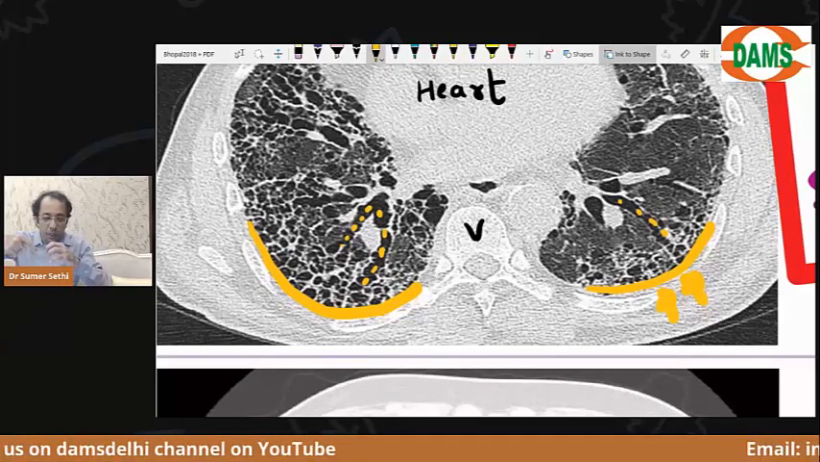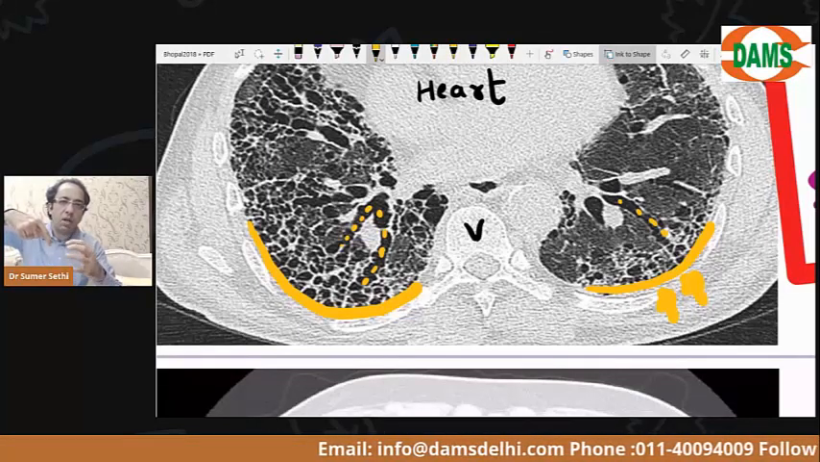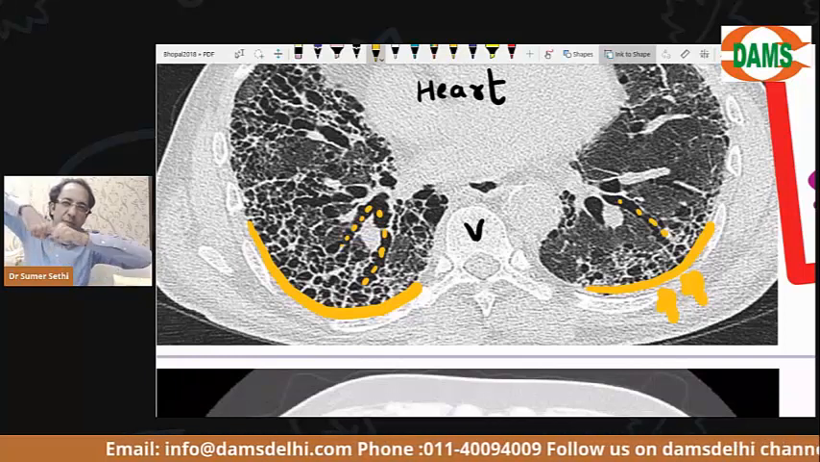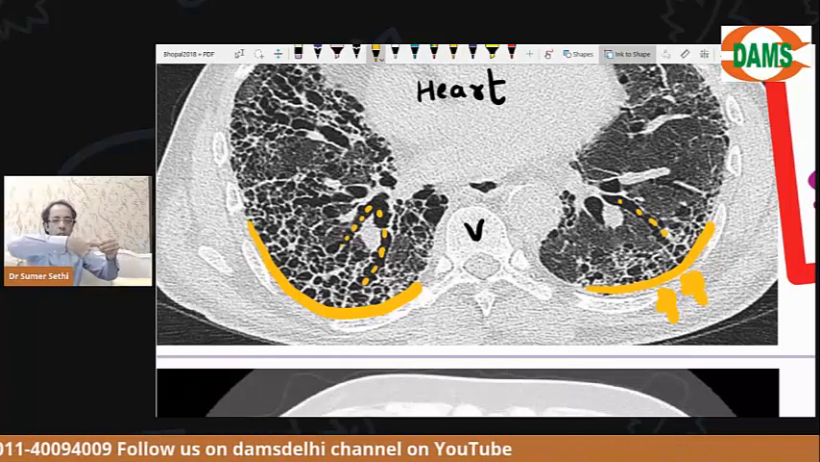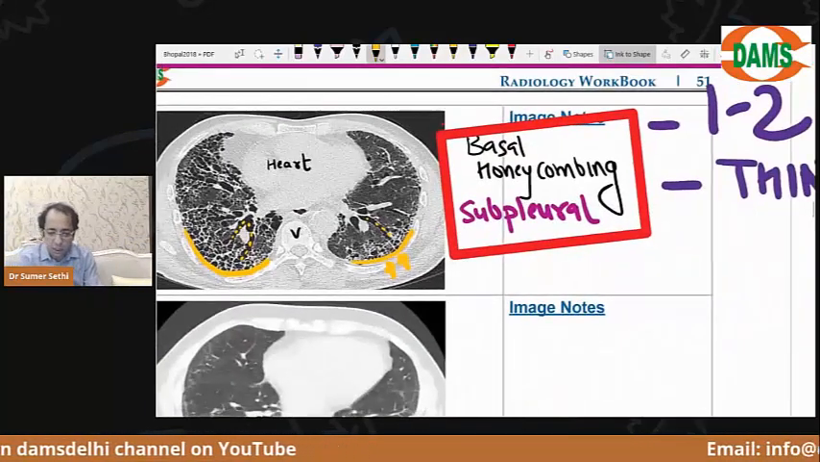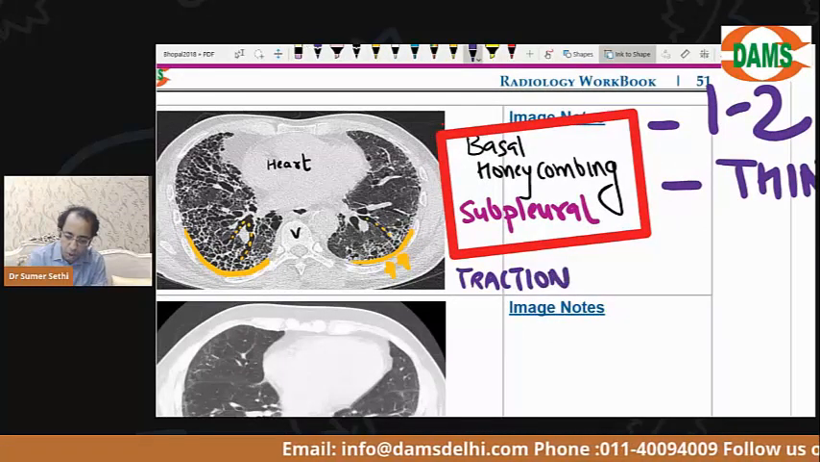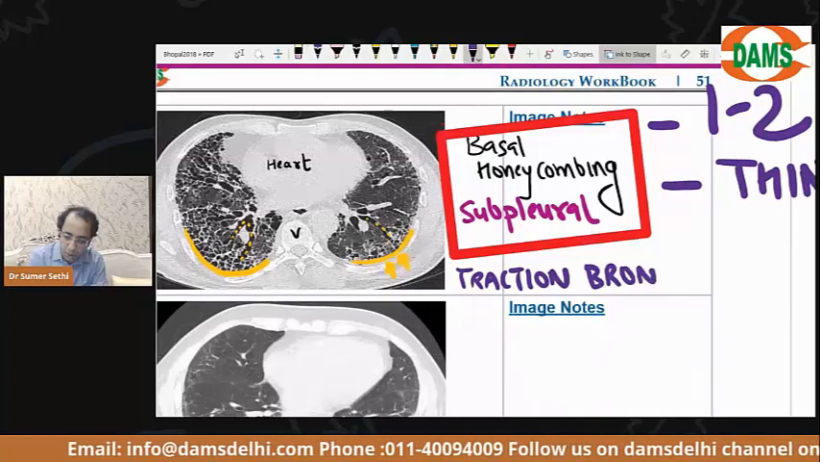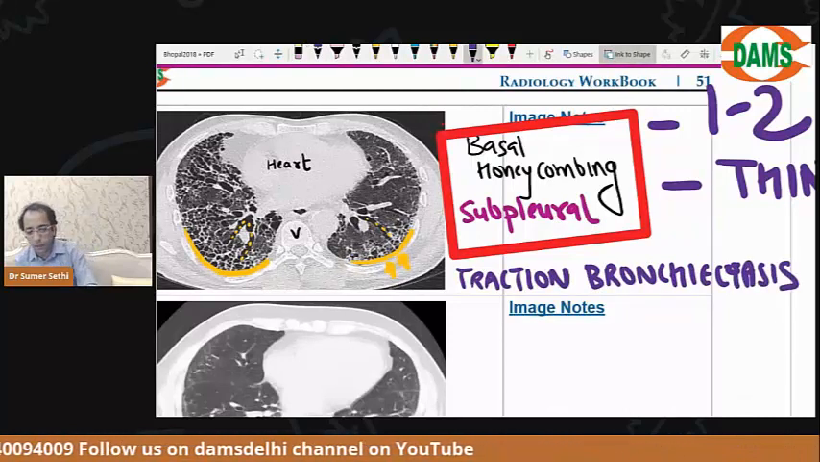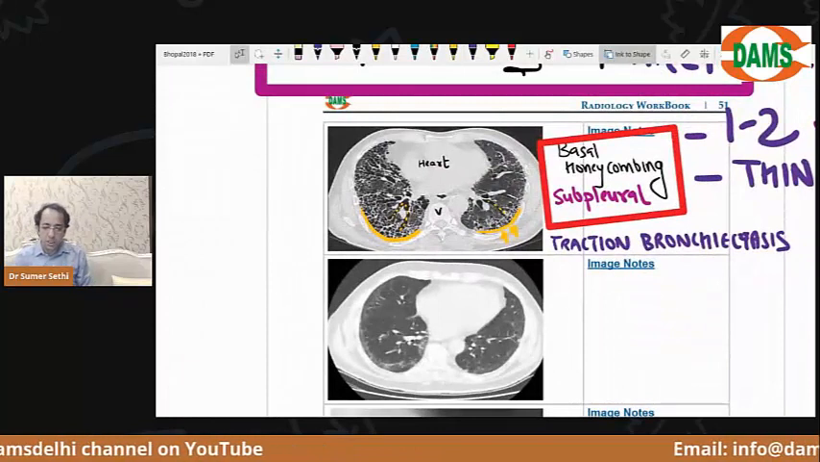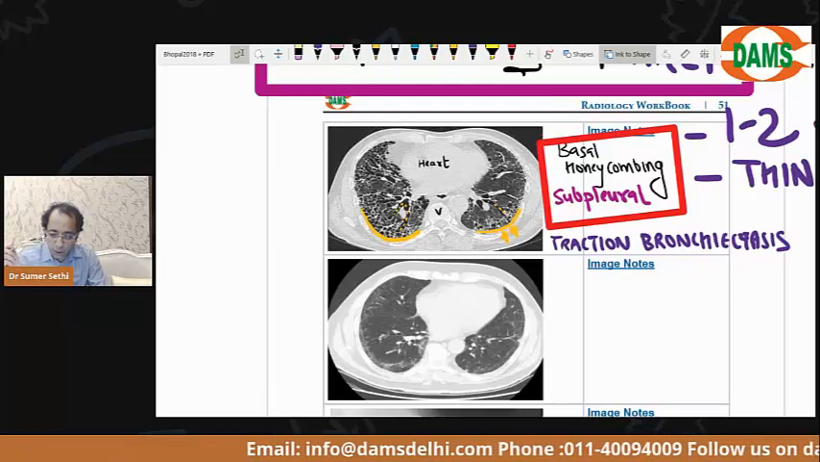Everybody now listen to me. Wherever you have honeycombing, that is where you have fibrosis. That fibrosis is pulling the bronchus, and because of that pull, the bronchus has become dilated. We use a term here called traction. Traction means pull, and the bronchus dilating is bronchiectasis. So in this patient, HRCT shows basal honeycombing, subpleural involvement, traction bronchiectasis.